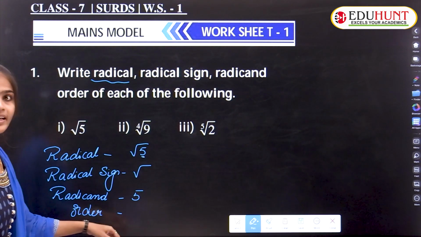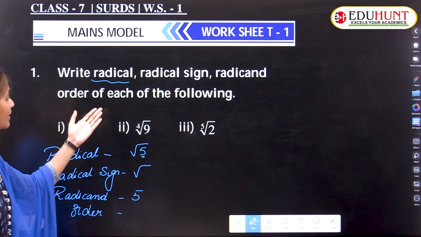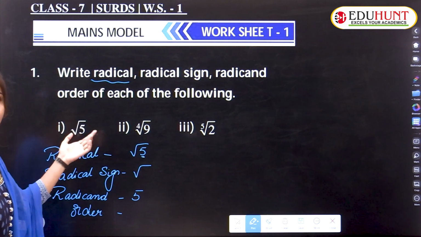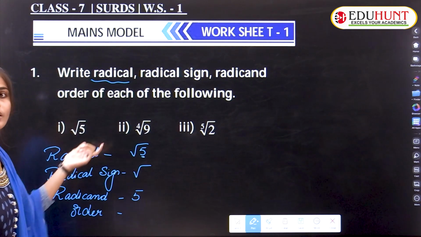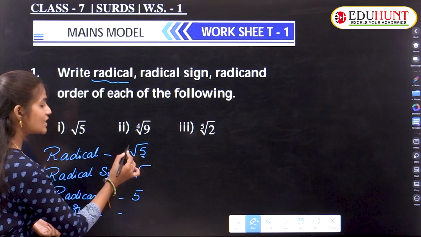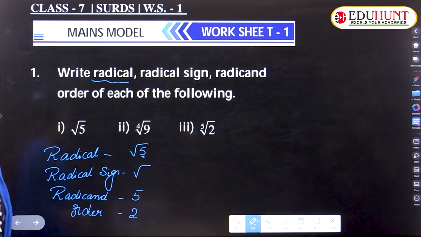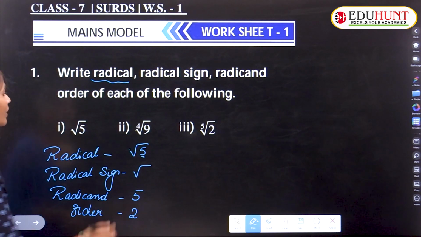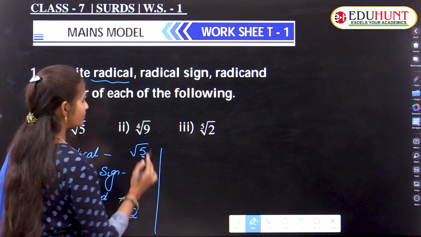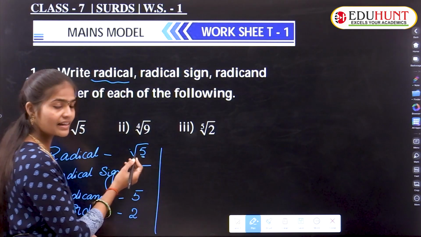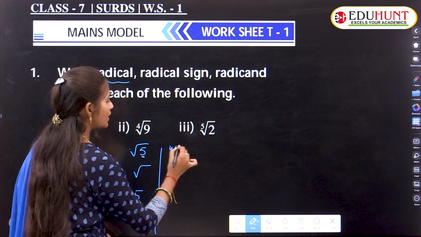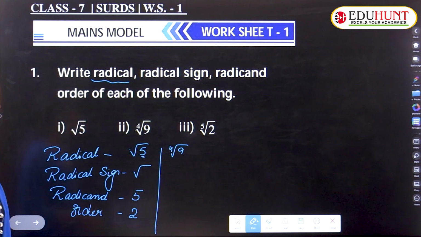And come to the order. If the surd is in the form of nth root of a, then n is known as the order of the surd. So here n is equal to 2, so the order is 2. Is it clear? Come to the second one. What is the given radical here? 4th root of 9. Is it a radical? Yes, obviously 4th root of 9 is a radical, which means it is a surd.